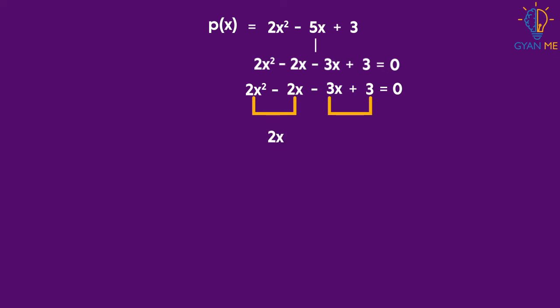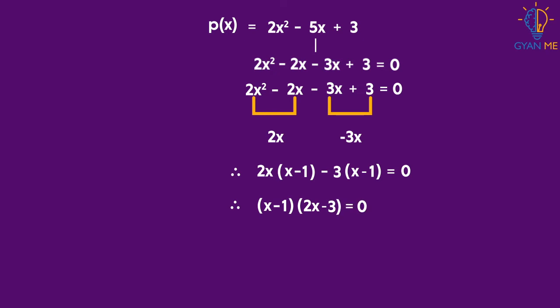Now make pairs of the first two terms and last two terms and take common factors from them. Taking 2x common from the first two terms and minus 3 common from the last two terms, we get 2x into bracket x minus 1 minus 3 into bracket x minus 1 equal to 0. And therefore, x minus 1 multiplied by 2x minus 3 is equal to 0.